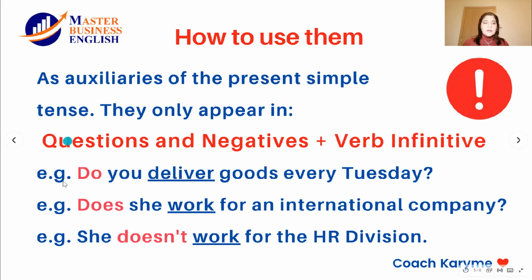Here we have do, does, doesn't. And in this case, they are working like auxiliaries. Do and does, in this case, like in questions, and doesn't in a negative sentence. Okay? But if you see deliver, work, and work, here, these are the verbs, and they are in their infinitive form.